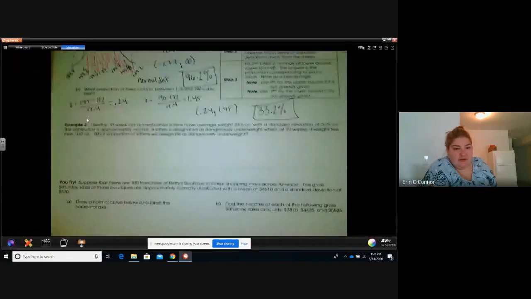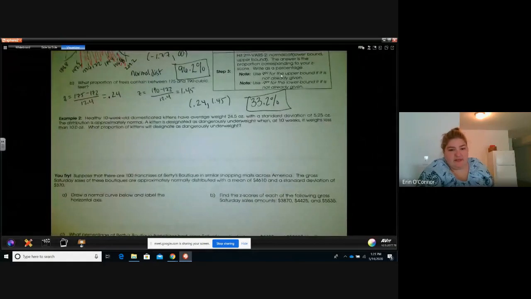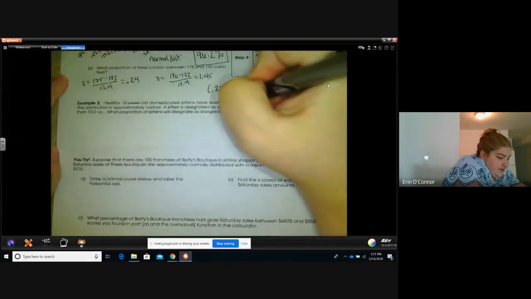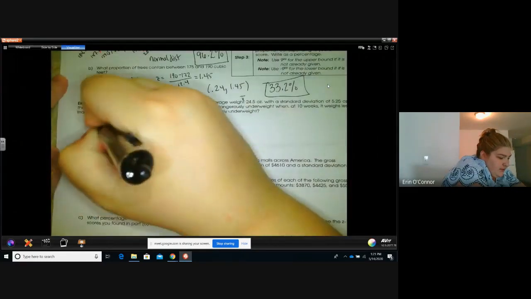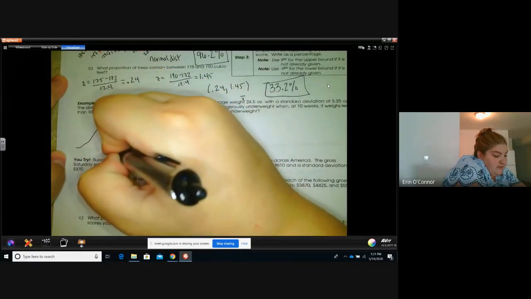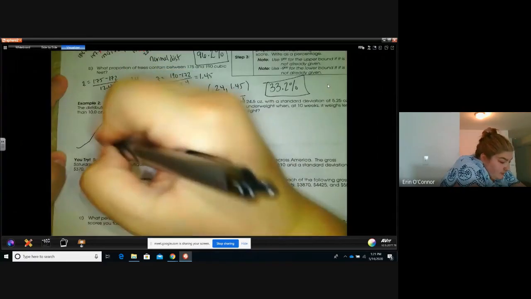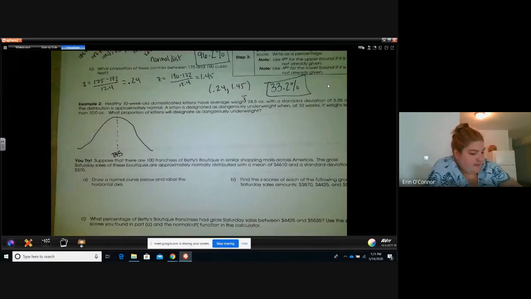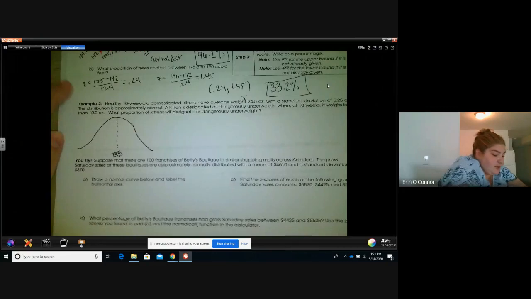Okay, we're going to try another one. Healthy 10-week-old domesticated kittens have average weights of 24.5 ounces. So remember, the average means my mean. I'm going to draw my bell curve and start drawing this as I go. So this is 24.5 with a standard deviation of 5.25 ounces.